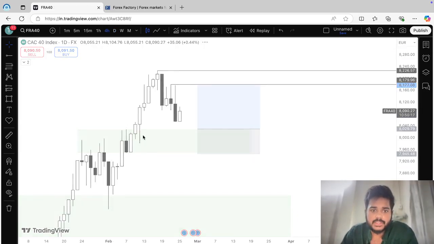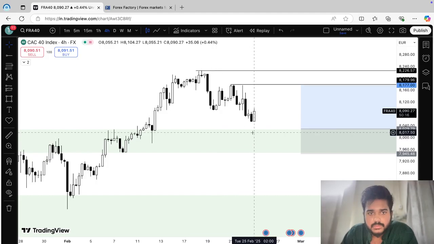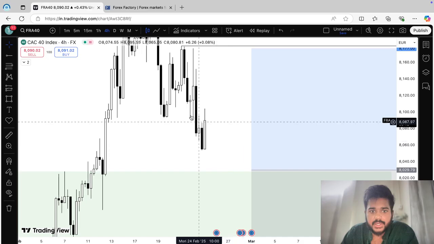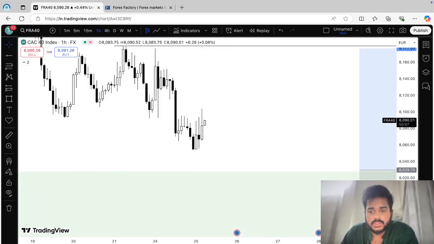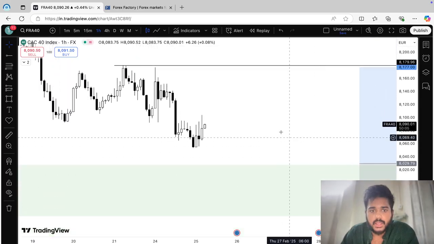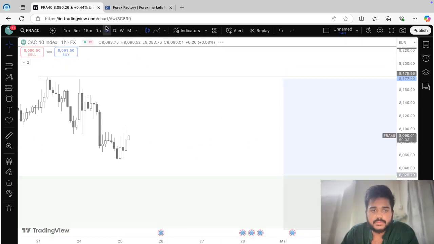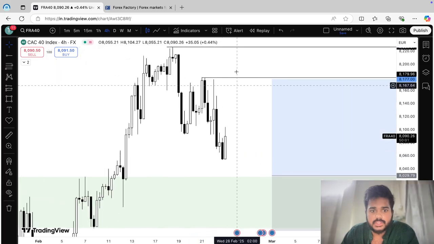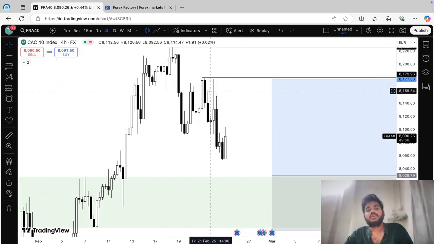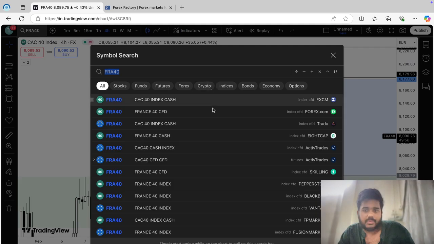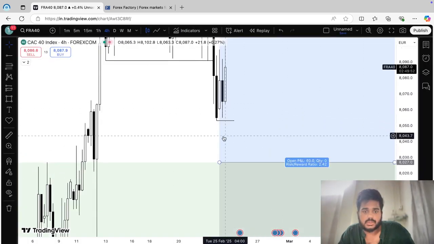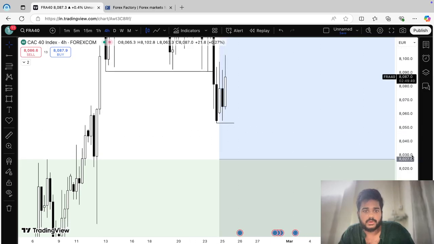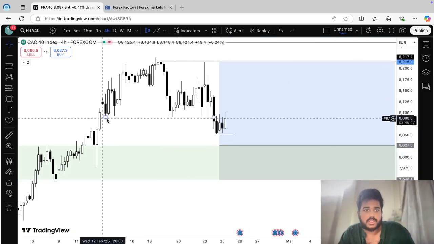So what I'm looking at right now, I want to go a bit lower on the hourly chart if possible, and then move towards the high, which is this one and then this one. So these things can happen, but the forex.com chart looks really nice to me, and there are some obvious signs of liquidity over here, some liquidity grab over here.